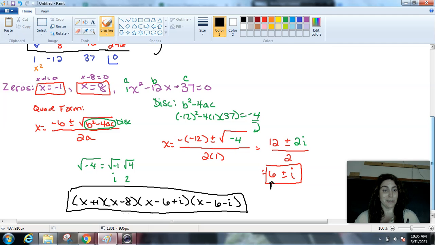Okay, and like I said, you're going to have some that are nice whole numbers, like we have here with -1 and 8, or you might have some that are imaginary or irrational. Just reduce them as best as you can so you can come up with this new function.